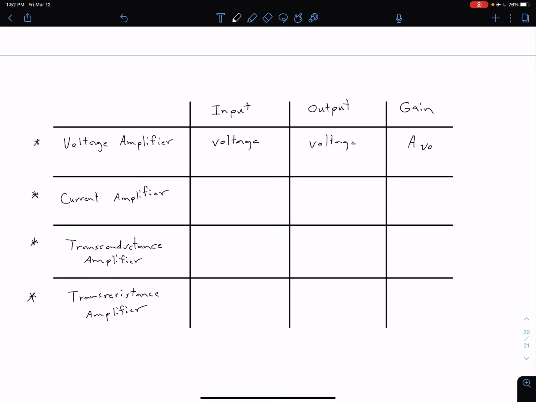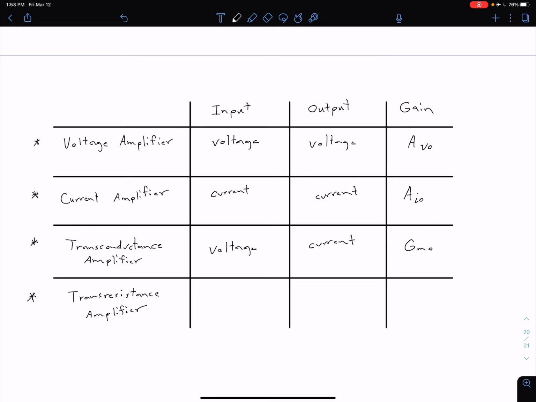For our current amplifier, similar to our voltage amplifier, we're just going to have current in, current out. So current is our input, current is our output, and our current gain, we're going to use the symbol A sub I naught. Now we're going to switch it up a little bit for our transconductance amplifier. So here we have an input that is a voltage. We have an output that is a current. And so our gain, we're going to use the symbol G sub MO.